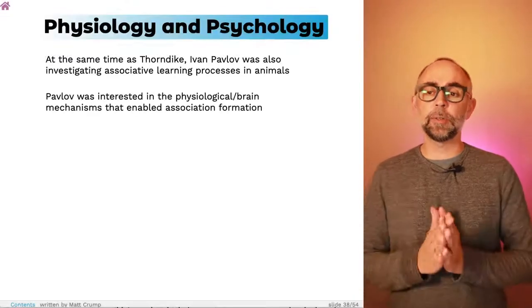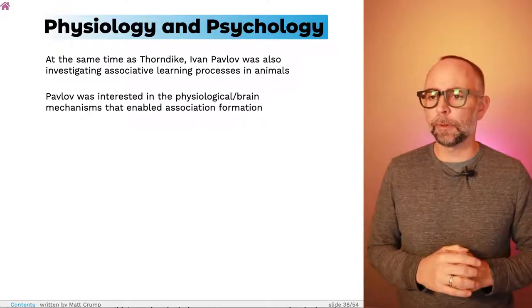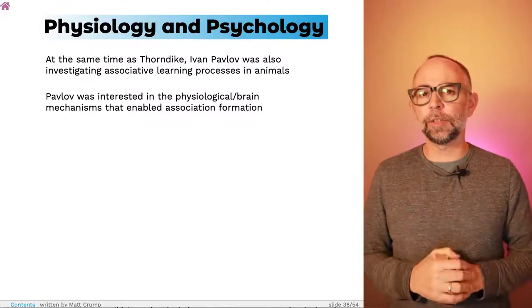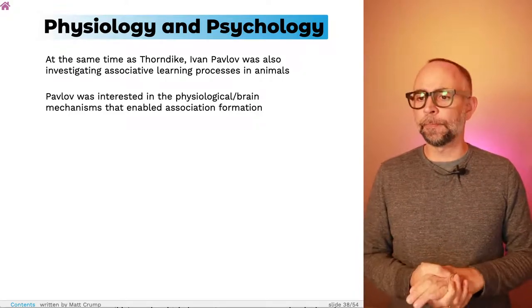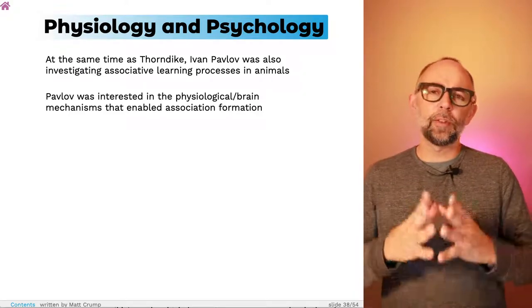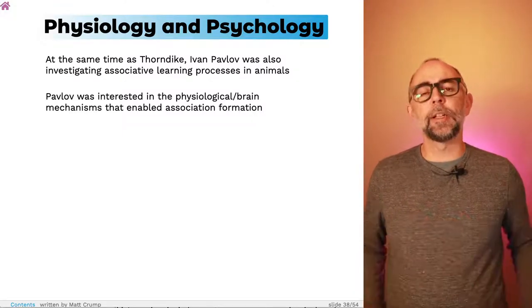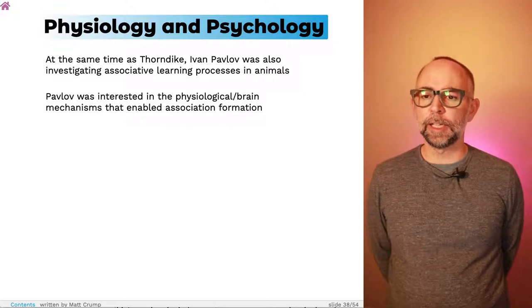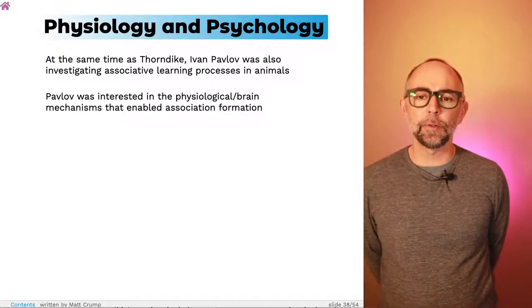We are just about to make a transition here. We haven't been talking a whole lot about physiological issues, the brain, and the wet work in cognition. And around the same time that Thorndike was doing his puzzle box research, another person famous for studying association processes in animals was Ivan Pavlov. And he was a contemporary of Thorndike.